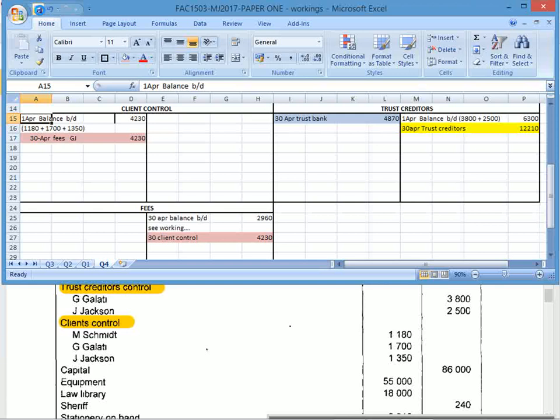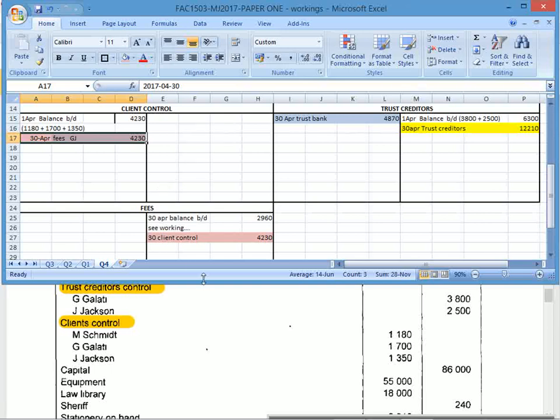Yes or no? How much does the client owe you? Yeah, they're a debtor. Do you agree? If the client is owing us, they're a debtor to the business. Make sense? Okay, so that's going to go there. Client control. Right, because it's an amount that is earned by the business.